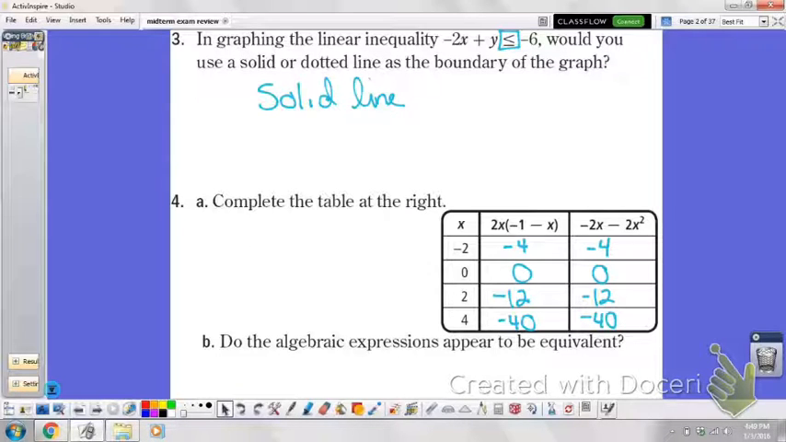Part B of this question asks, do the algebraic expressions appear to be equivalent? To do that, we'll take a look at the table. Notice that for each x value, the expressions produce the same answer, the same value. For example, at 0, each expression was equal to 0. At 4, each expression is equal to -40. Because we don't see any differences, they do appear to be equivalent. So, yes, they do appear to be equivalent.